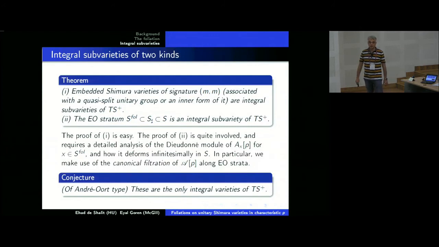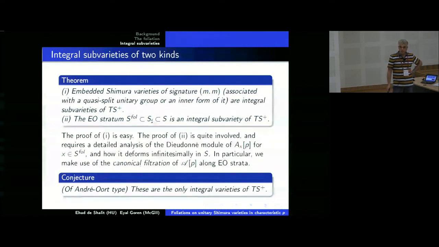Signature (1, 1) would be either classical modular curves or an inner form of U(1, 1), which would give you classical Shimura curves. And they are integral subvarieties of the foliation. But you also have this characteristic p curve in the case of U(2), in the case of Picard surfaces, in general a subvariety of dimension m squared, which we called S-fol, this Ekedahl-Oort stratum, which also is an integral subvariety.